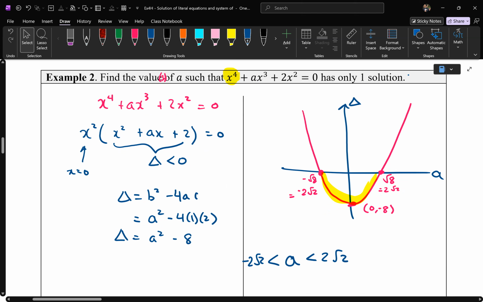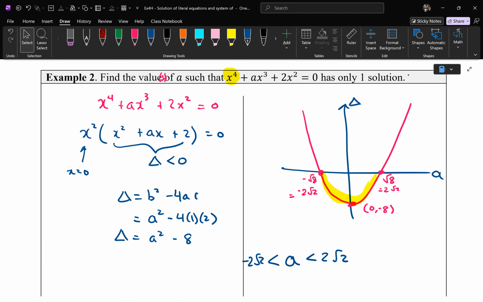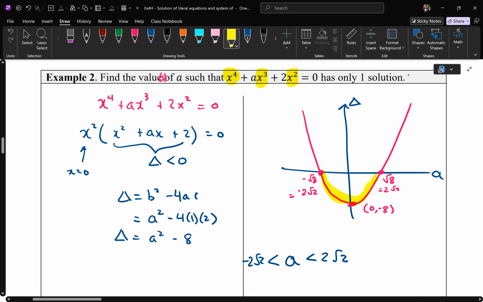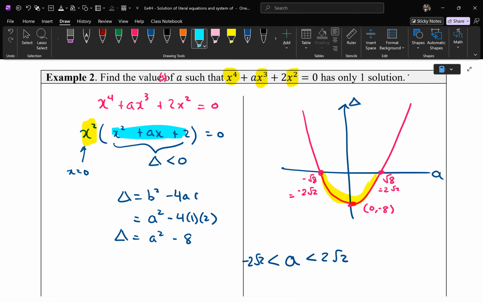I think a lot of students struggle with parameters. So I was saying before, find common factors. So x cubed, x to the power 4, x squared. They all have a common factor of x squared. Then you end up with a quadratic.